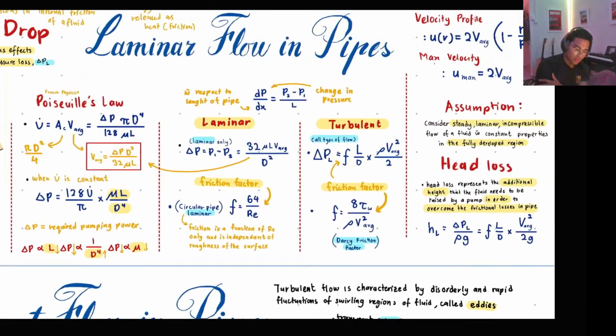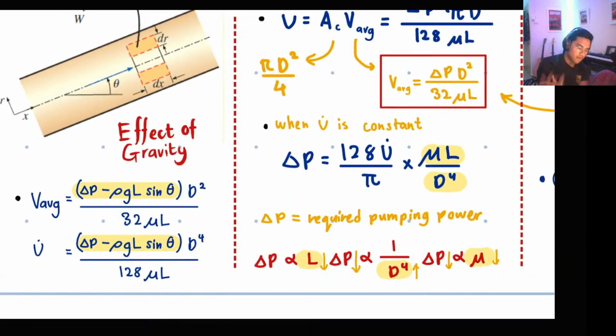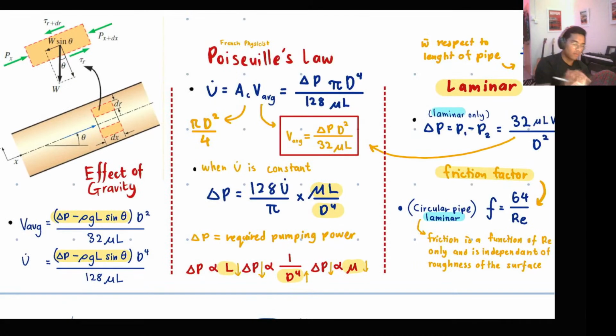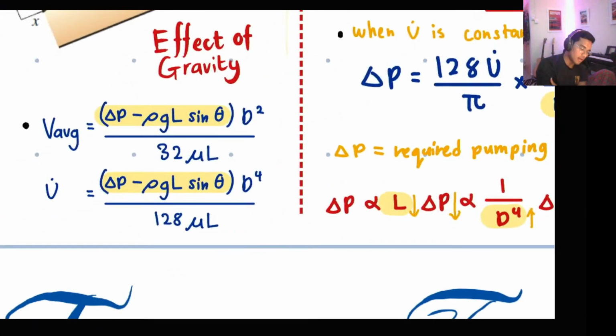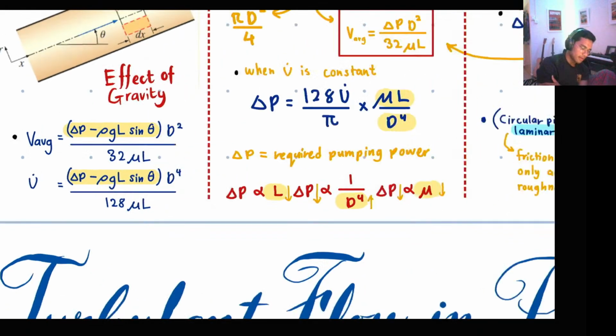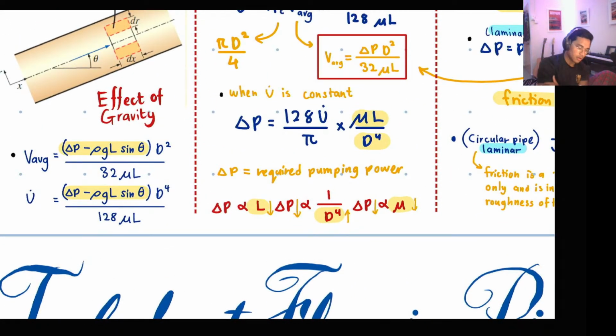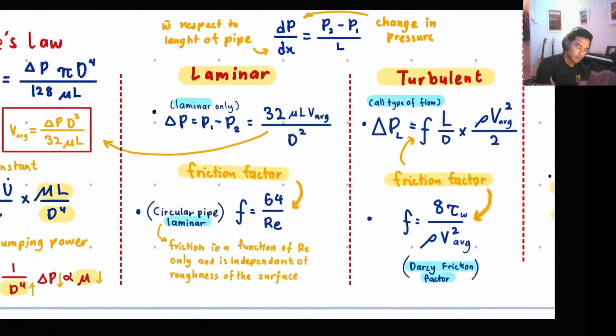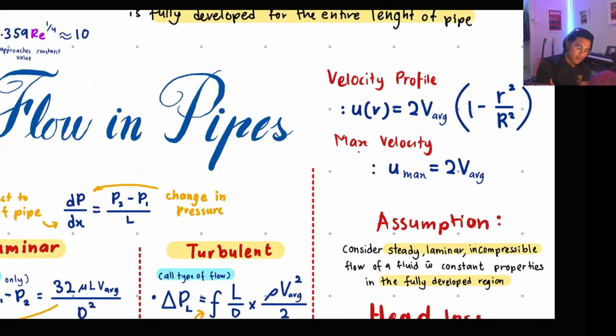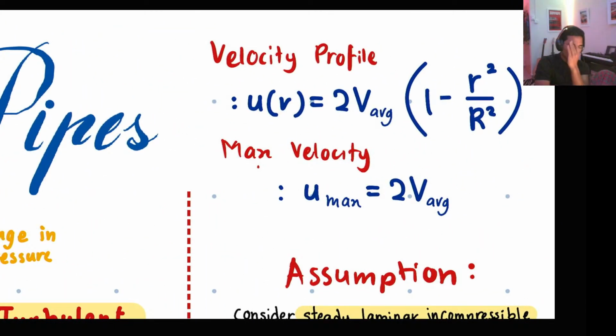Now we have the effect of gravity. This is when the pipe is on an incline or angle. Just memorize this, it's already in the book. Just insert the data. So this is the velocity profile for a laminar flow.